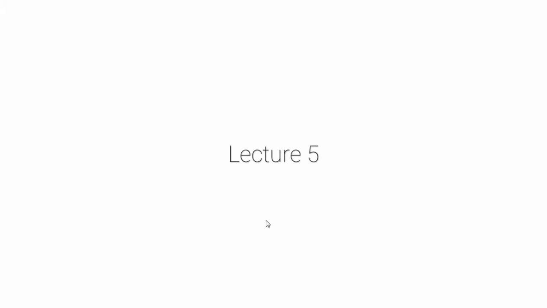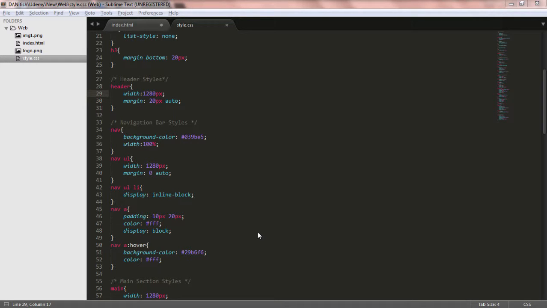Now we have our web page ready for large screens. Let's create it for a small screen too. To make our web page responsive, first of all we need to remove all the hard-coded widths that we have given in pixels. Instead, we need to give the width in percentages.